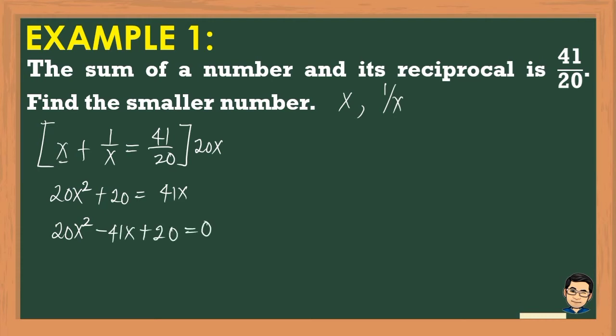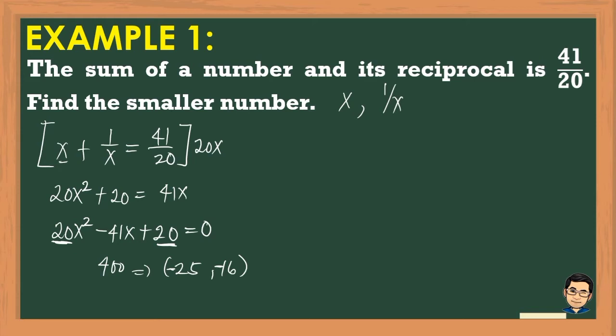And then, write natin siya sa standard form, magiging 20x squared minus 41x plus 20 is equal to 0. Now, using AC method, multiply natin yung 20 tsaka yung constant term na 20 din. So, magiging 400. Now, what are the factors of 400 that when added will give a sum of negative 41? So, yung factors po niya, 25 and 16.